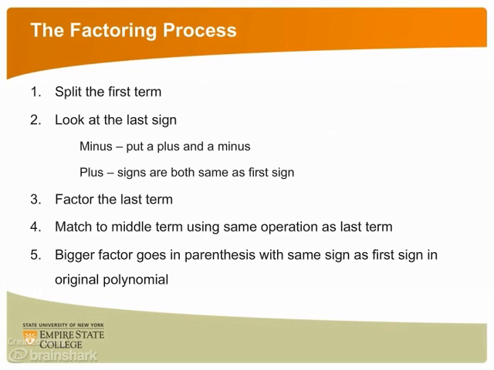To check your answer, you can always multiply the parentheses together. If you did your factoring correctly, you should get the original polynomial as an answer. Let's look at some examples.